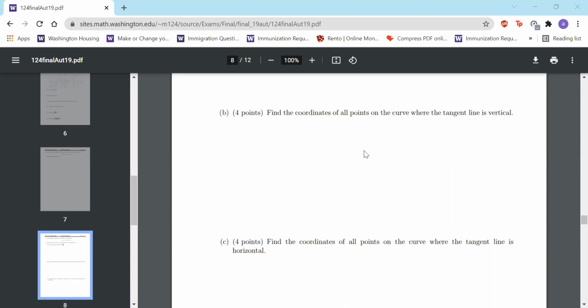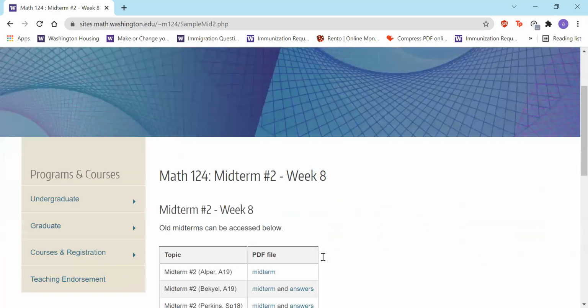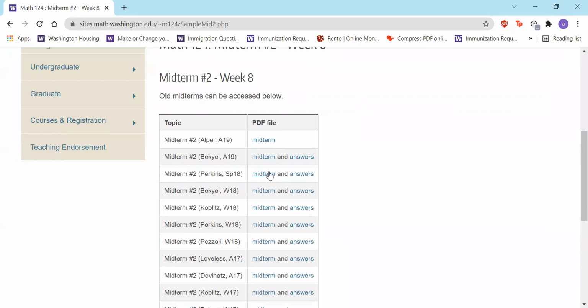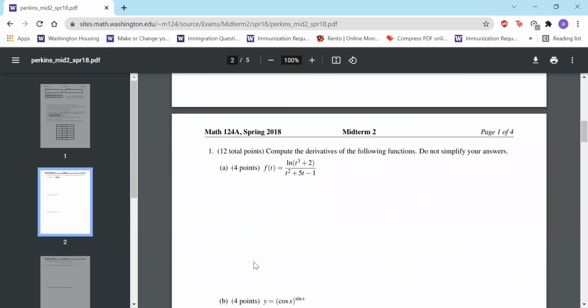So let's start off with a problem. This one is from a departmental exam, the math department's midterm 2 archive, Perkins, spring 2018. So it is this exam, and we're going to work on question 5.